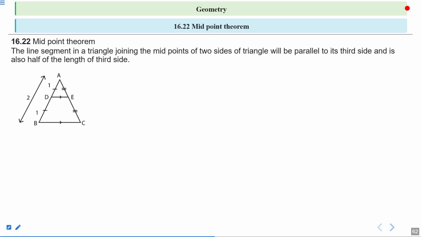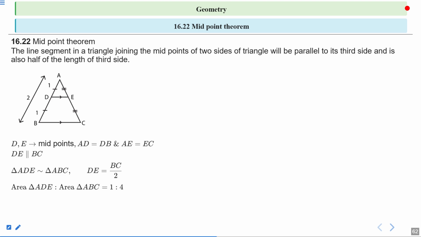Now we can see in this diagram. D and E are midpoints, so AD equals DB and AE equals EC. So DE is parallel to BC. So triangle ADE is similar to triangle ABC. So we can say that DE equals BC by 2. Which says that the ratio of the area of triangle ADE to the area of triangle ABC becomes 1:4. So the area of triangle ADE and the area of quadrilateral DECB become 1:3.